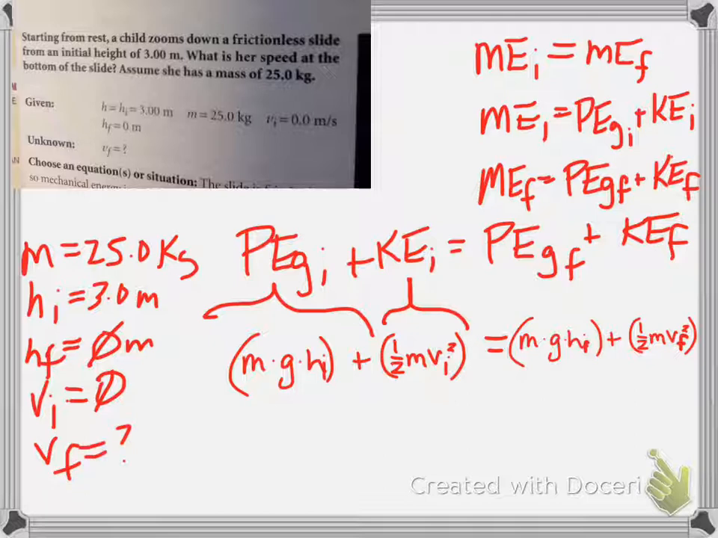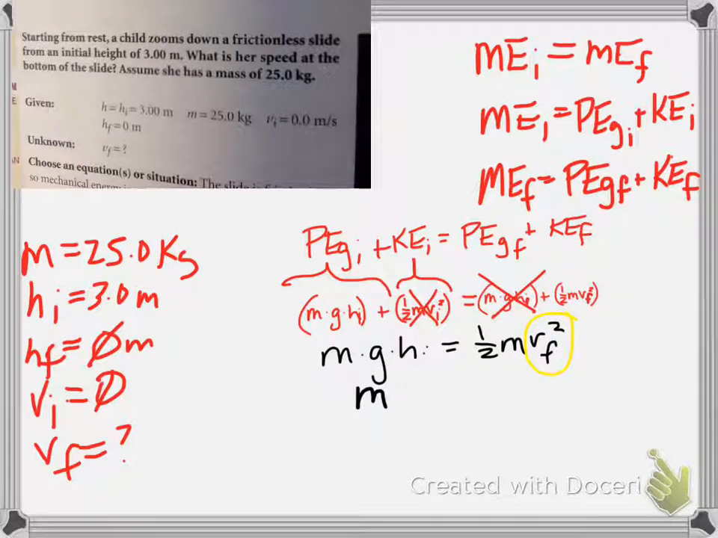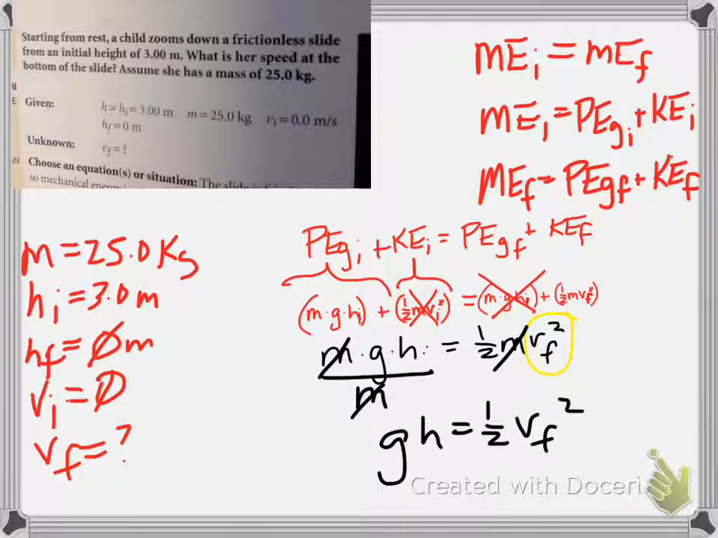So the nice thing is that this allows us, because we know that the final height is 0, she has no gravitational potential energy at the end. That disappears. That's hugely helpful. We know that her initial velocity is 0. That disappears. So what we're left with is mass, gravity, initial height equals 1/2 mass, final velocity squared. We solve this for VF. Let's do our solve before we plug in any numbers. Okay, so if we divide both sides by M, hey, our M's cancel out. We have GH equals 1/2 VF squared.